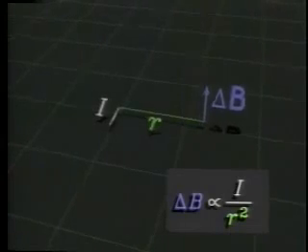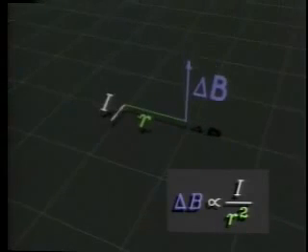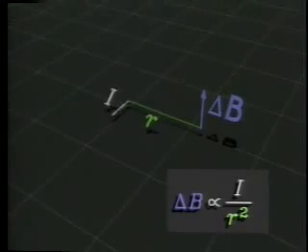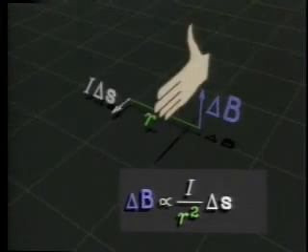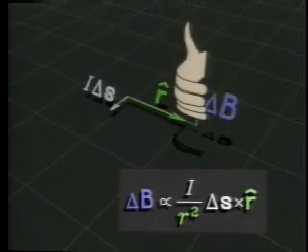If a tiny segment of electric current could exist, it would produce a magnetic field proportional to the inverse square of the distance. The direction of the field is related to the direction of the current by the right-hand rule, or the vector cross product. The field would be biggest when the current segment and distance vector are perpendicular.